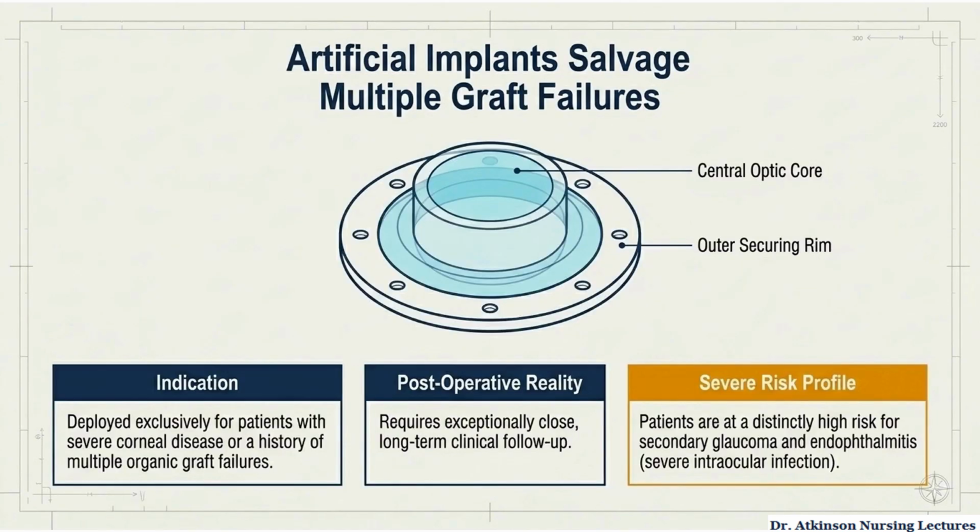When repeated donor grafts fail, an artificial corneal implant, or keratoprosthesis, may be considered as a salvage procedure. These devices are reserved for severe corneal disease with multiple prior graft failures. Patients require extremely close long-term follow-up because complication rates are high. Key risks include secondary glaucoma and endophthalmitis, which is a severe intraocular infection.